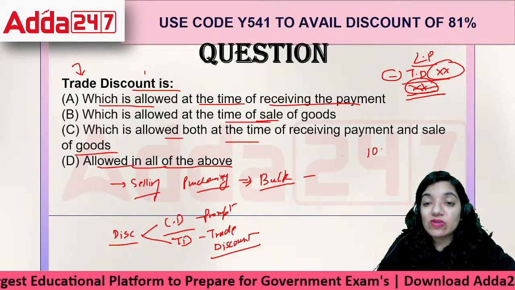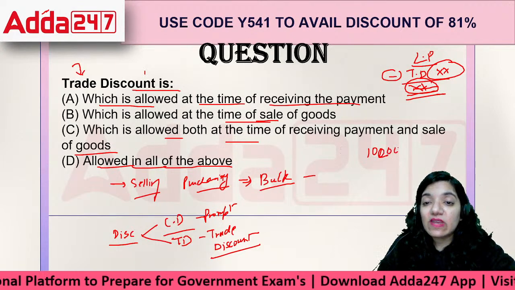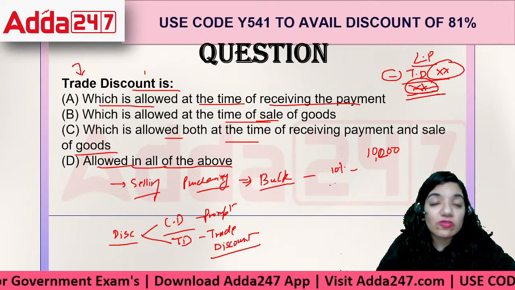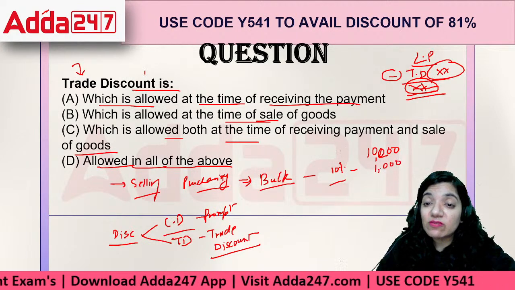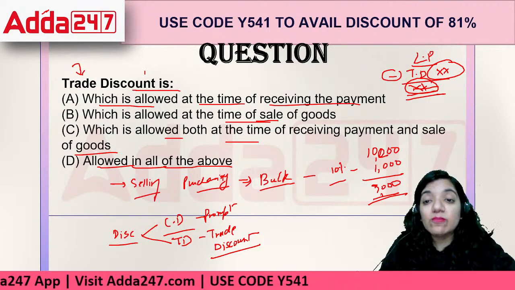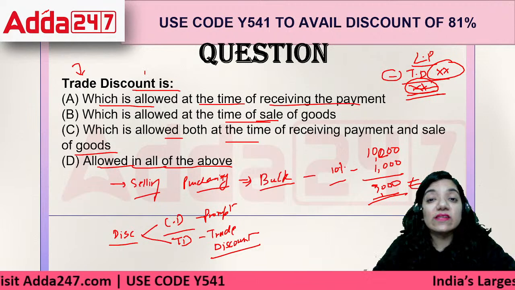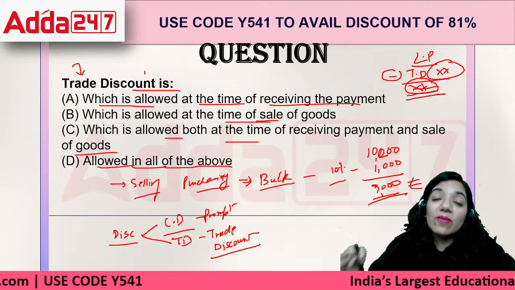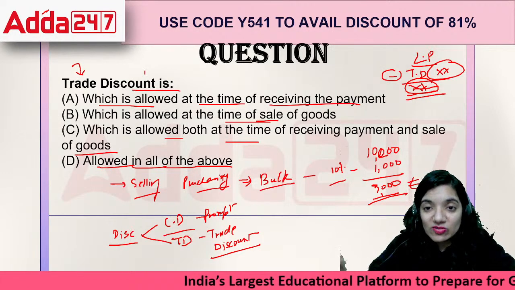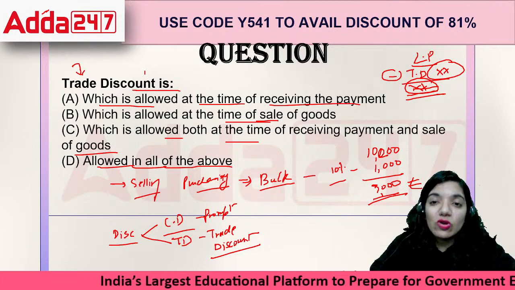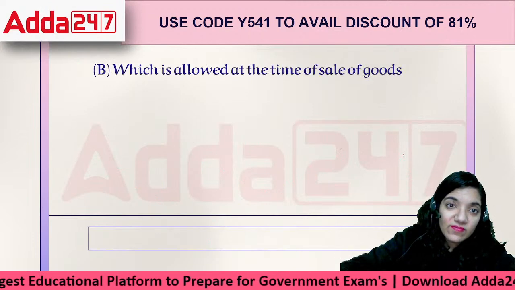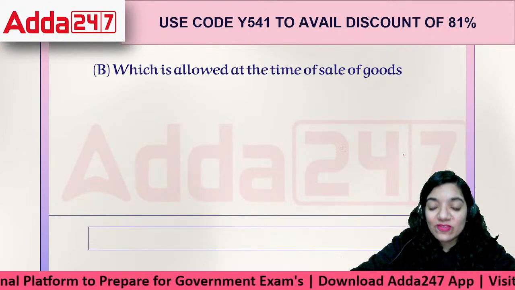That means if we were supposed to get something for 10,000, and then we are giving them a discount of 10%, we'll just reduce that 10% of it. We are left with 9,000. Now this 9,000 would be recorded in our books of accounts, not the 10,000, not anything else, but only 9,000 rupees. Nobody is going to know that we have got 1,000 rupees of discount. This is the rule of accounting. Trade discounts are never shown in the books of accounts, which is allowed at the time of sale of goods.